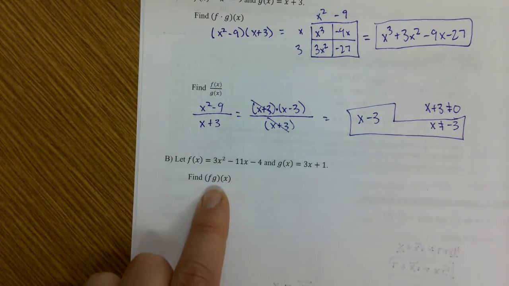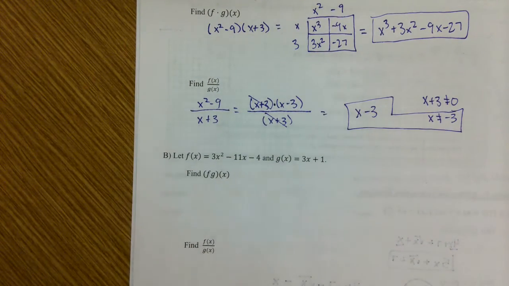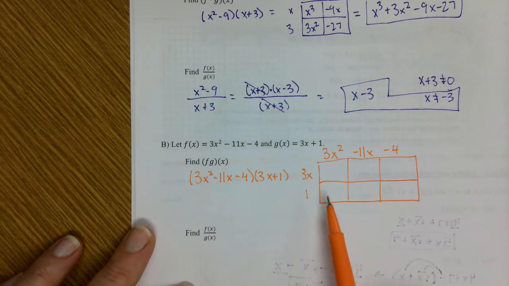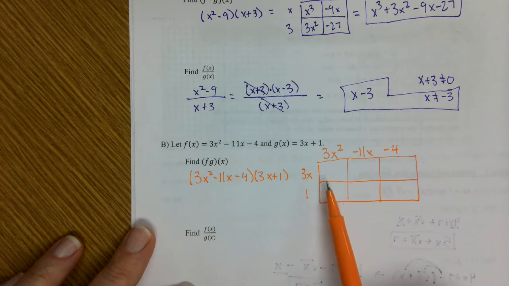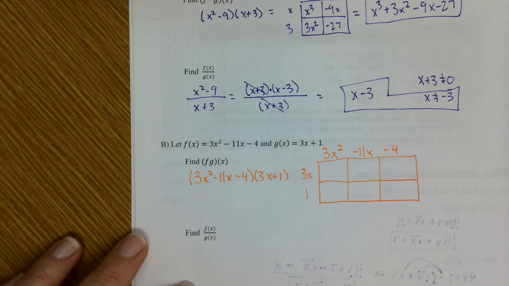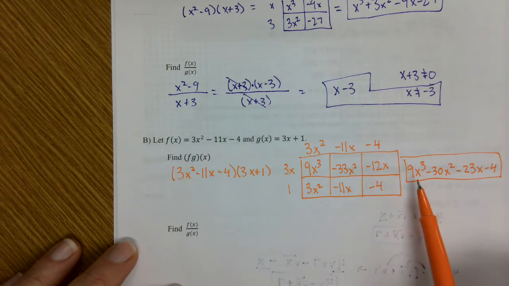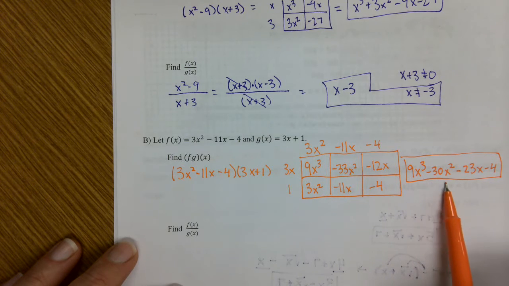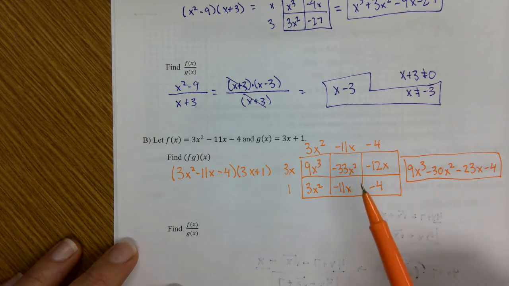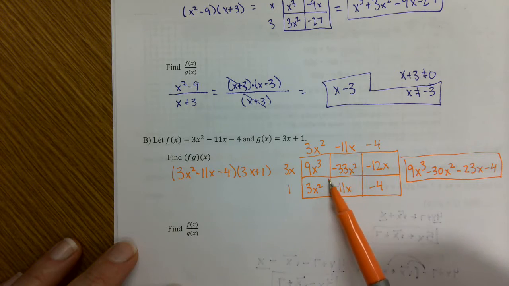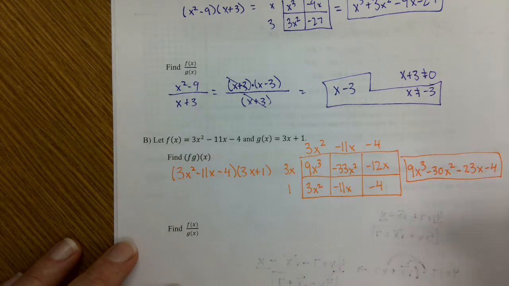Right now I want you to try multiplying and dividing by yourself. So again, I'm going to do it with the box method. I'm going to multiply inside each box to see if I have like terms. If you didn't do that yet, you should set it up and try to do it yourself. You should get 9x cubed minus 30x squared minus 23x minus 4, because these two combine together and these two together combine together.